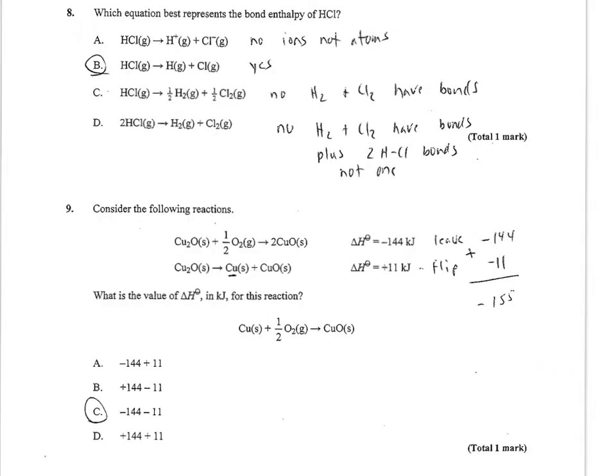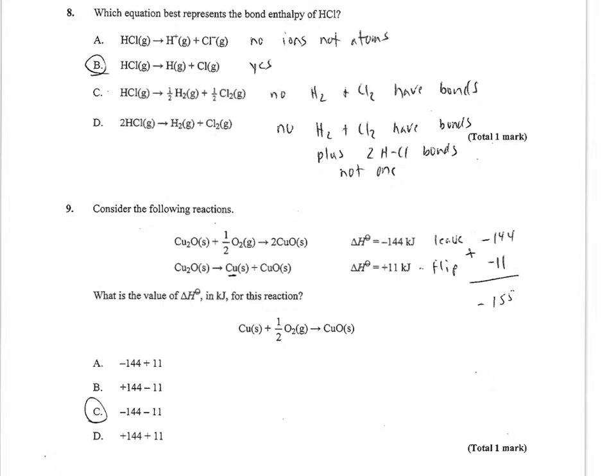Number 8 wants to know which equation best represents the bond enthalpy of HCl. So we're looking for a net change of one HCl bond from my reactant side to my product side. And A looks like it fits the bill, except that it results in 2 ions being formed, not atoms. So that's a different level of energy. It takes a certain amount of energy to ionize hydrogen. So A is not acceptable.